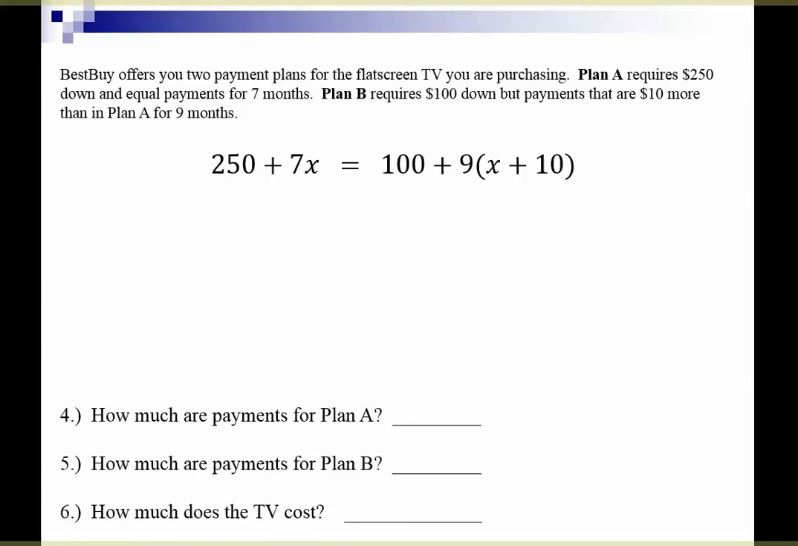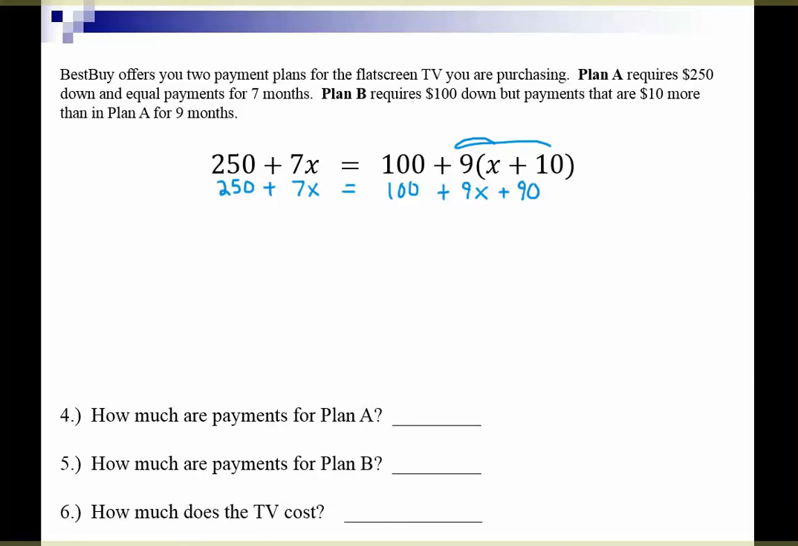So on the left-hand side, I'm just going to be recopying. It looks like 250 plus 7x equals 100. But I do need to distribute that 9. So positive 9 times positive x gives me positive 9x. And then I also have to distribute the positive 9 to the positive 10. Positive 9 times positive 10 is positive 90.